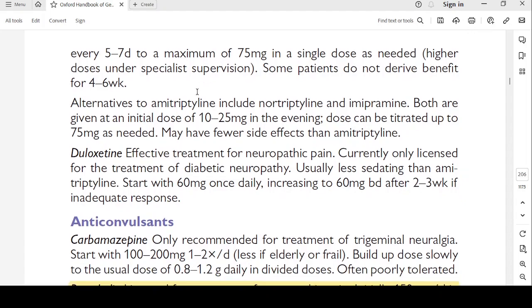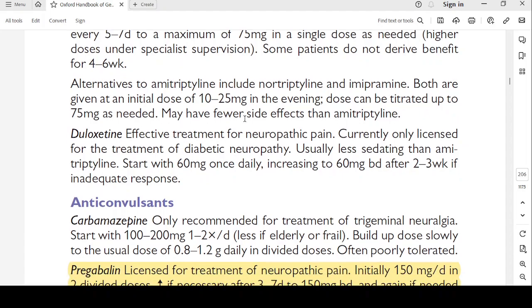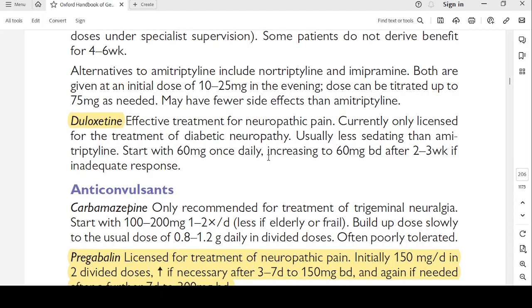Alternatives to amitriptyline include nortriptyline and imipramine. Both are given at an initial dose of 10 to 25 milligrams in the evening. Dose can be titrated up to 75 milligrams as needed. May have fewer side effects than amitriptyline. So next drug is duloxetine. Effective treatment for neuropathic pain, currently only licensed for the treatment of diabetic neuropathy, usually less sedating than amitriptyline. Start with 60 milligrams once daily, increasing to 60 milligrams BD after 2 to 3 weeks if inadequate response.